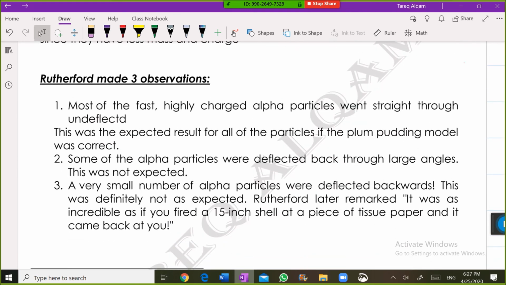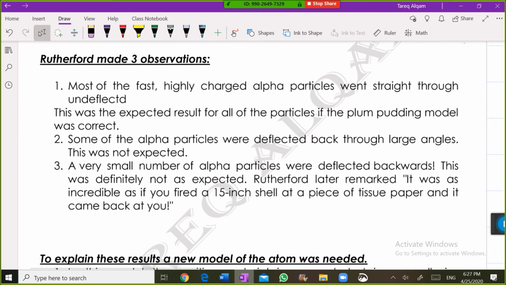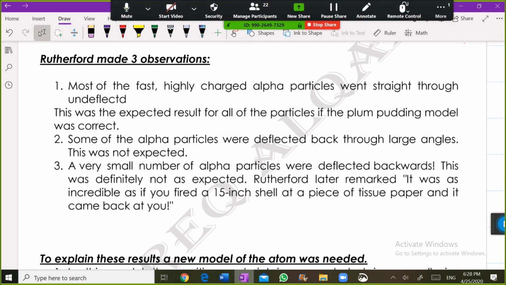طبعا Rutherford حكينا most of fast highly charged alpha particles went straight through undeflected. Some of alpha particles were deflected back through large angles. A very small number of alpha particles were deflected backward. This was definitely not expected by Rutherford.